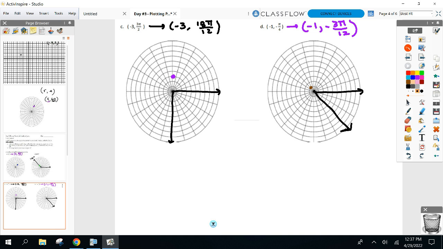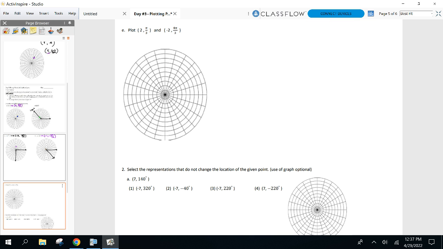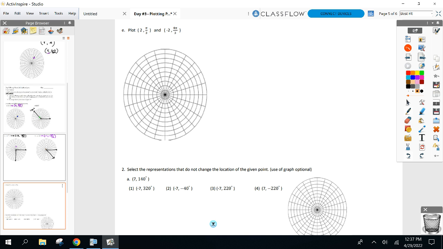All right, on your own now. Graph those 2 points on the same grid for me. On the same grid, graph those 2 points. And hopefully all of us have the same conclusion.